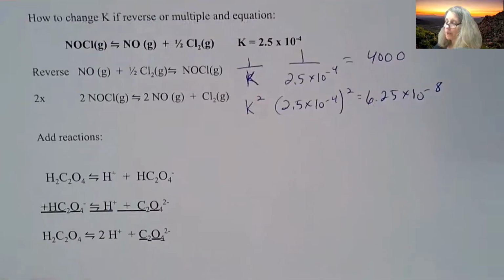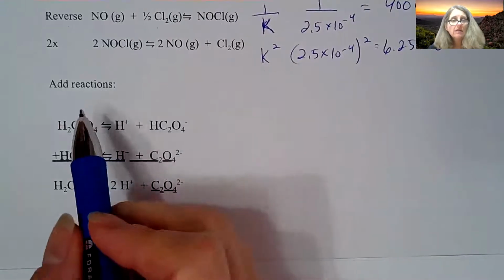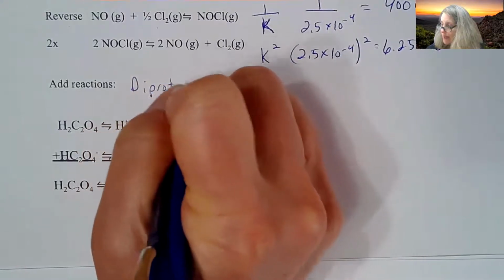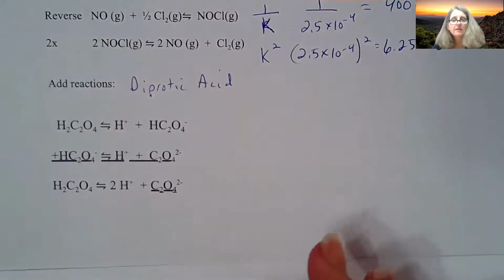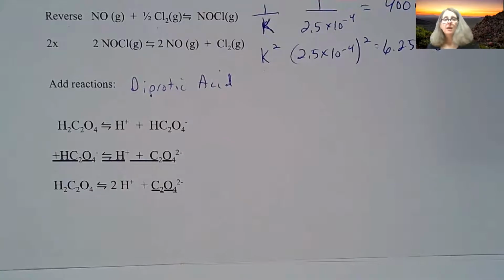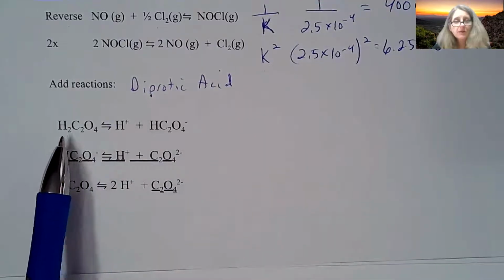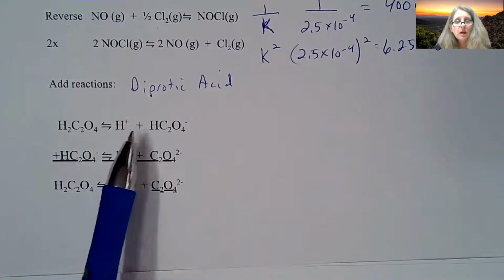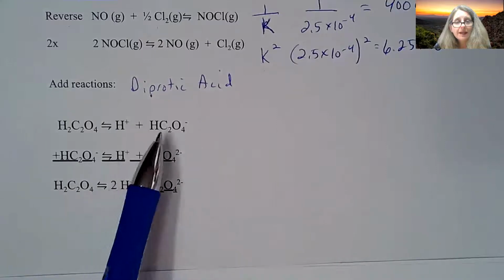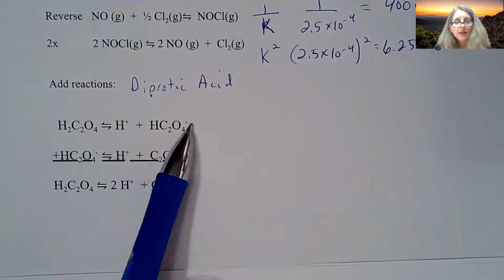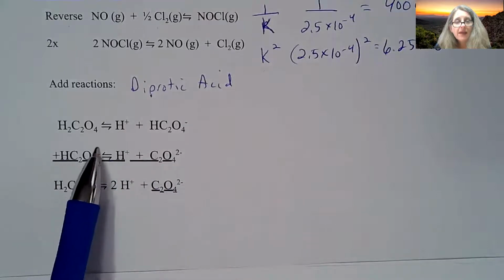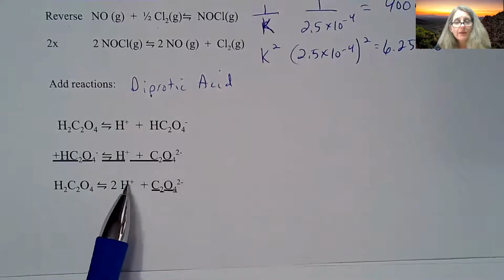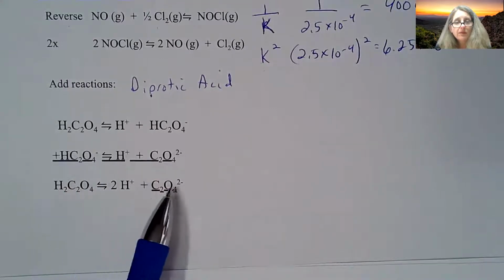Also having to do with K values is what happens if you add reactions. So this is an example of a diprotic acid. And we're going to be talking about acids a lot in the next couple chapters. But what I taught you in first semester is this is a diprotic acid, meaning it has 2 H's to give off. When it gives off an H, it gives it off one at a time. So this first H comes off and you produce HC2O4 minus, and then that H comes off in the second reaction. So when you add them all up, you end up with the final reaction.